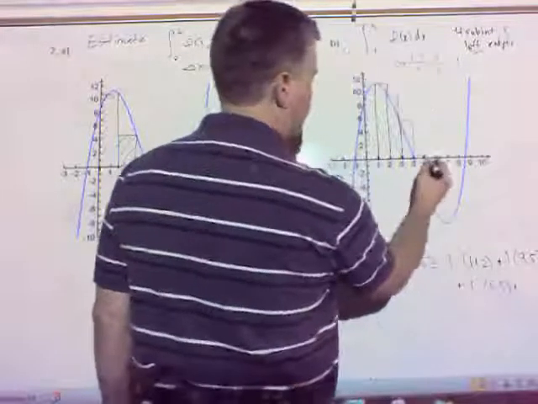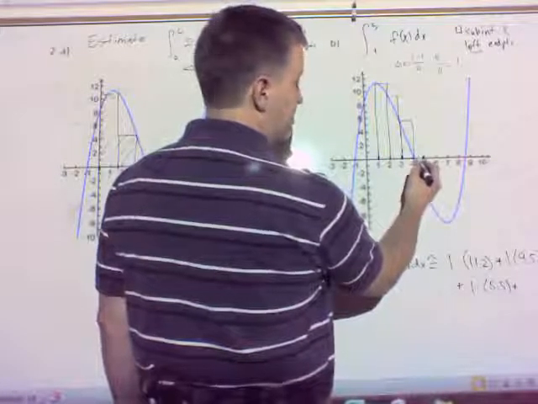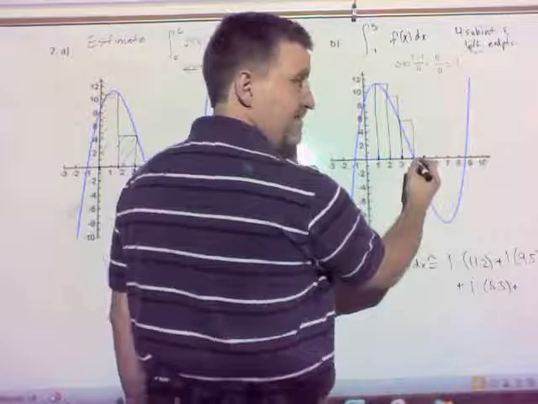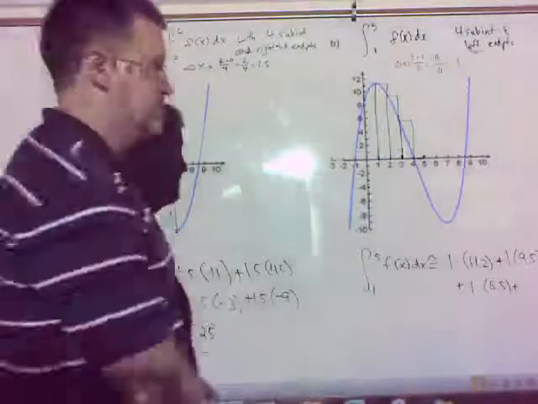And then the last one, 4 to 5, use left. What happens on the fourth one? Well, if I use the left-hand endpoint, it's right at 0, isn't it? So that last one, there's really no rectangle there, so it's 1 by 0.